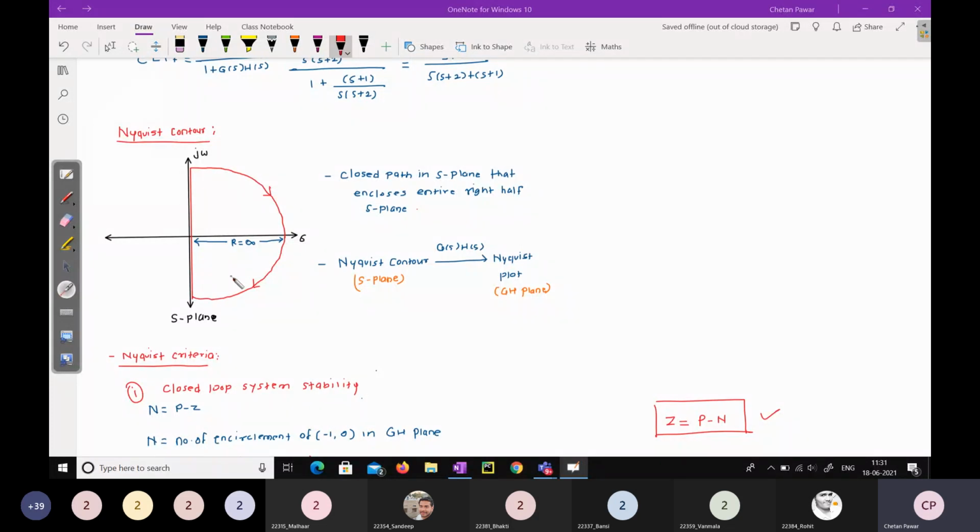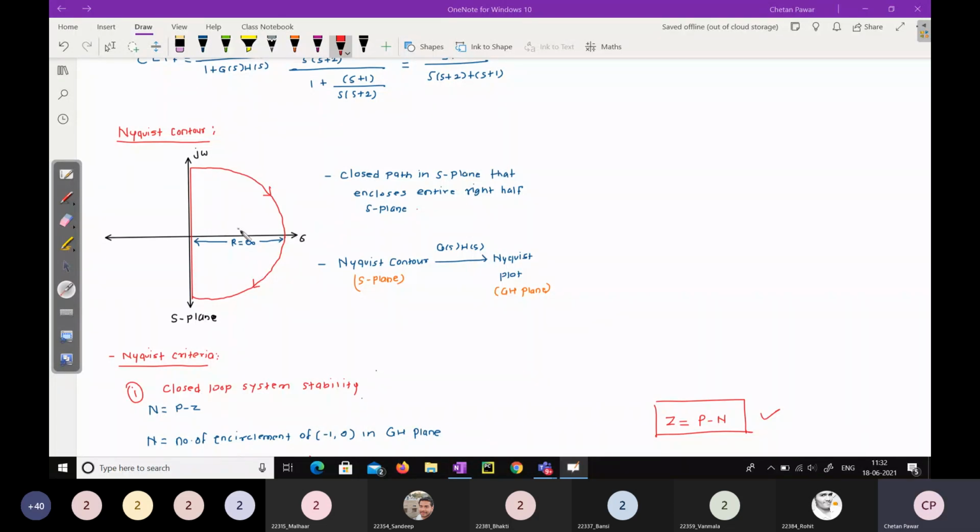Okay, so here the radius of this semicircle will be infinity, right? Because we need to cover the entire right hand side of the S plane. That's why the radius of this particular semicircle is infinite. So this is a Nyquist contour, right? Using the open loop transfer function, I will map this Nyquist contour into the Nyquist plot. So that is a plot in a GH plane. So the Nyquist contour mapped through the open loop transfer function will become the Nyquist plot in a GH plane.